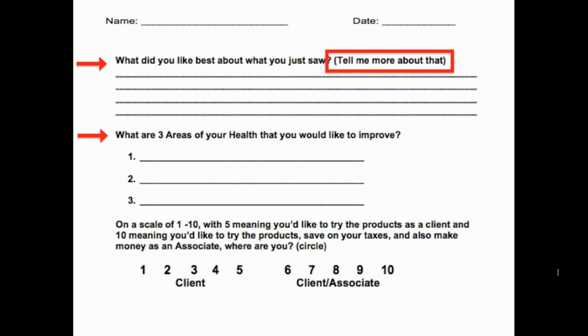What are 3 areas of your health that you would like to improve? We're asking everybody this question because everyone wants to improve their health, whether they want to just use products or become an associate. They're going to write these down. Just give them time to do that. Then move on to the next question. On a scale of 1 to 10, with 5 meaning you'd like to try the products as a client and 10 meaning you'd like to try the products, save on your taxes, and also make money as an associate, where are you? Please circle one of these numbers. Again, you're going to wait for them to circle one of these numbers.